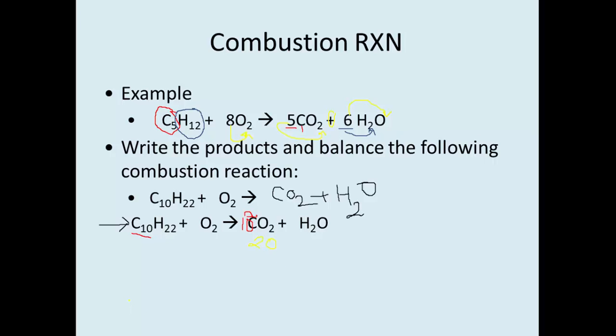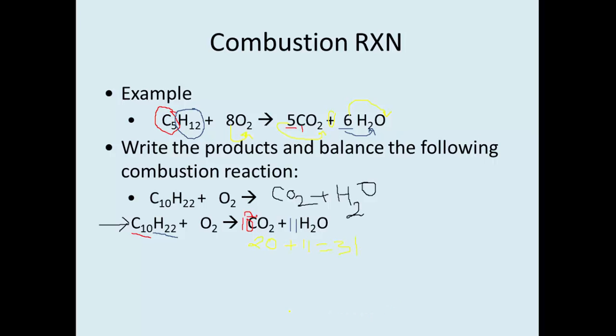But if we look at hydrogen real quick, we see on this side we have 22 hydrogen. So we need to have 22 on the right-hand side or the product side. So 1 times 2 gives us 2, and that's 2 times 11, so we have to add the 11 here. So we need to count up the number of oxygen on the right so we know how many we need on the left. So 11 times 1 is going to be 11. And then 10 times 2 gives us a 20. So we have 31 on this side.